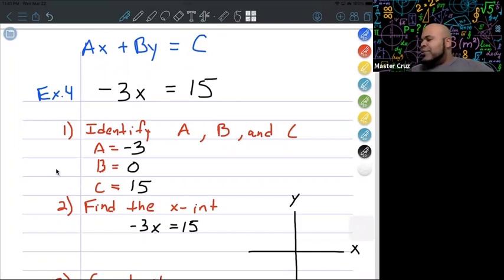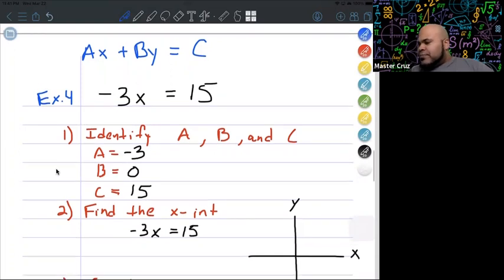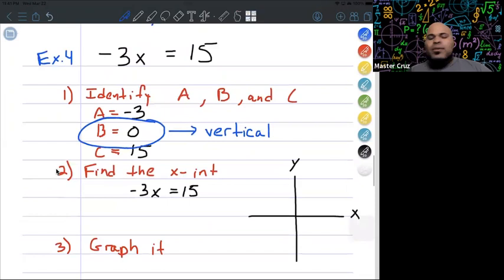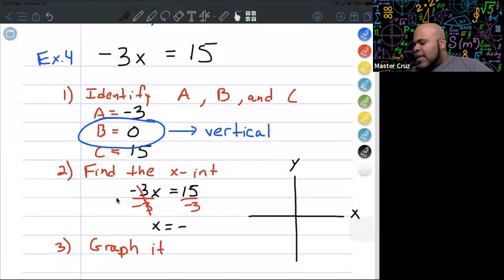When b equals 0, it's considered a vertical line. And the reason why it's going to be a vertical line, you're going to see in a second. That's why we don't write it like this for standard form. Let's find the x-intercept, right? When b equals 0, we can find the x-intercept. If this is the original equation, and y is already gone, all I have to do is divide by -3 on both sides. If I do that, this cancels and you get x equals -5.